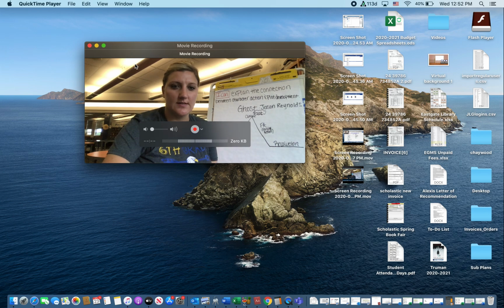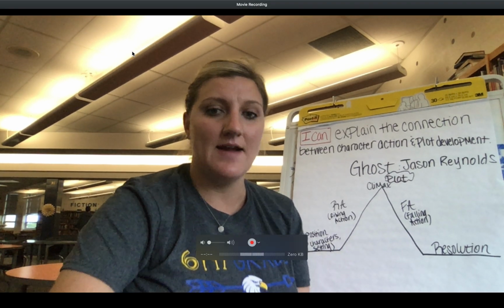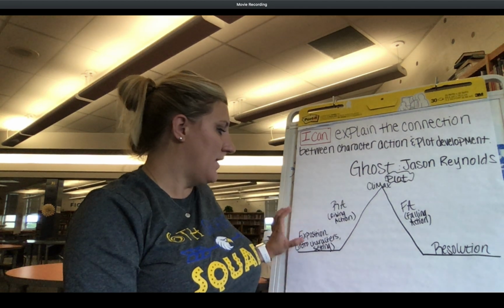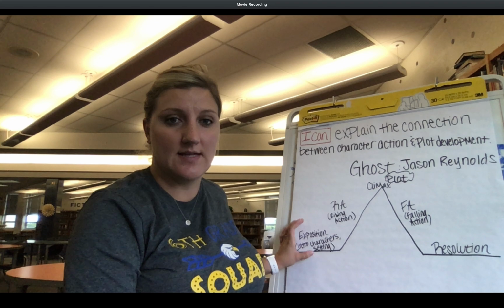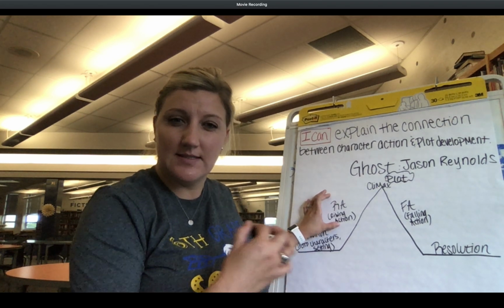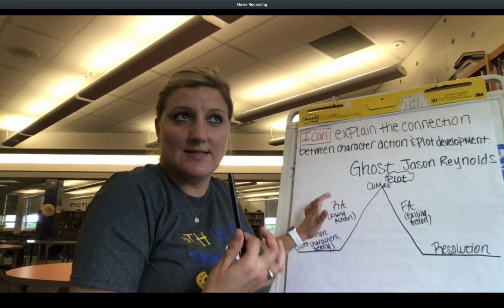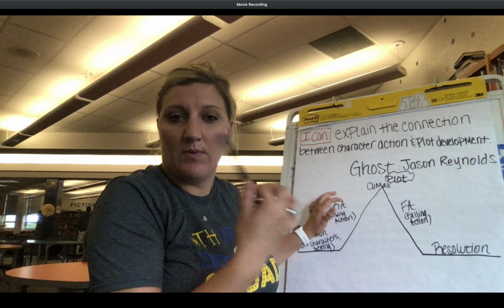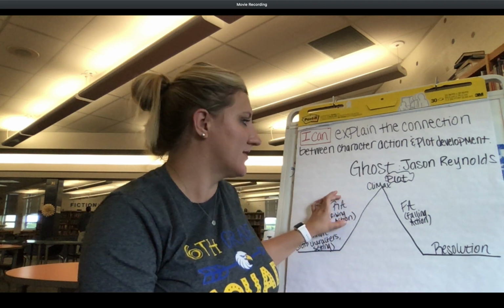Don't forget the parts of the plot mountain. Maybe you might get a little bit further than I did today. That would be fine too. So exposition, that's where we get the introduction of our characters and the setting of our story. Rising action, that's when we start to come across some problems, or we get set up for problems that we think might happen, some foreshadowing that there's going to be problems in our story.